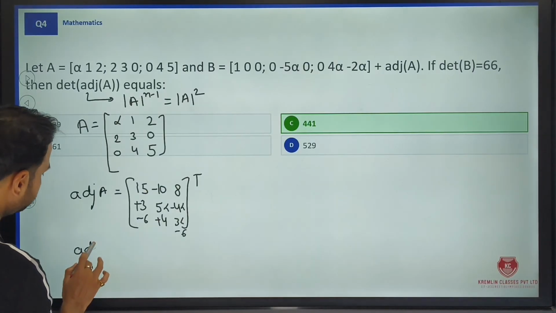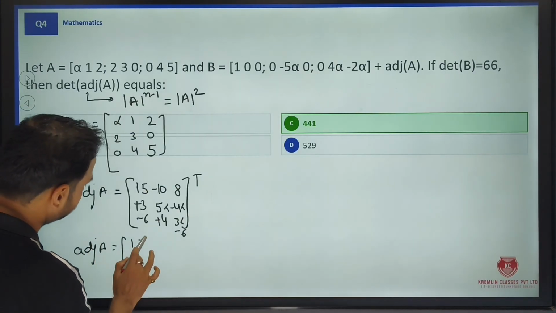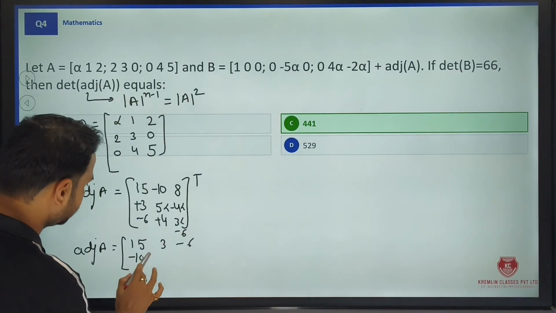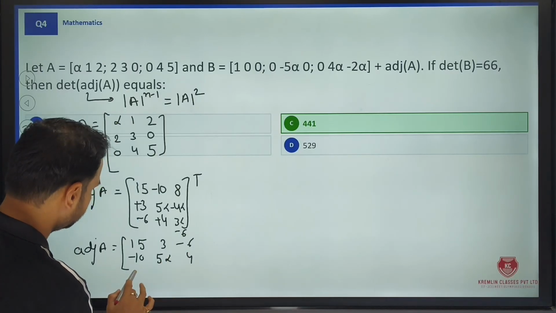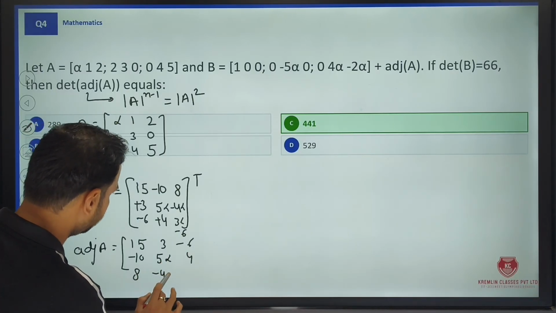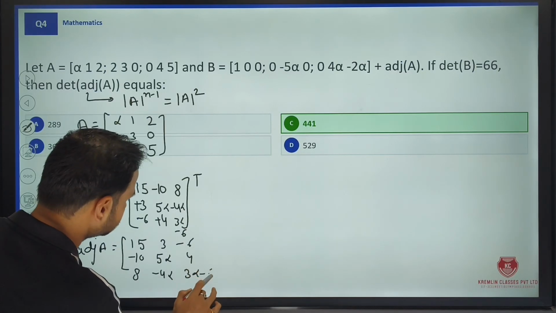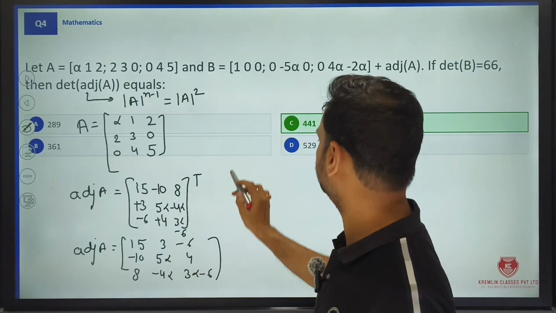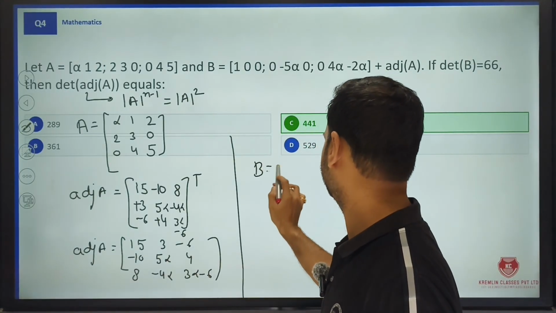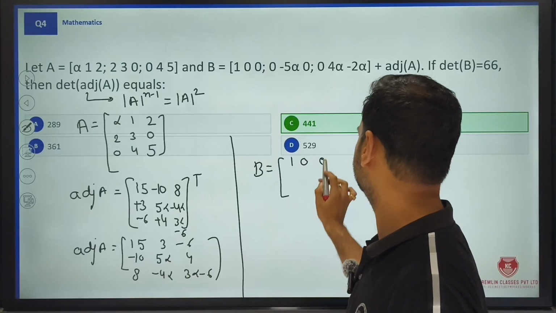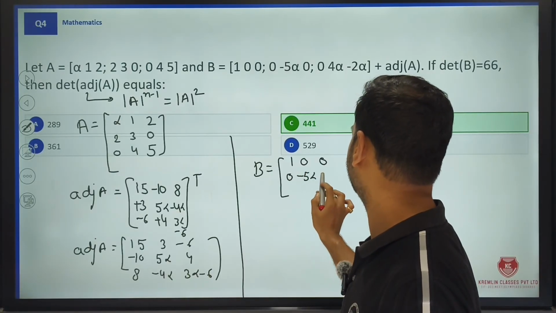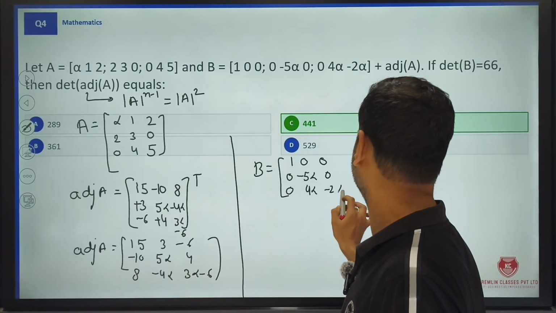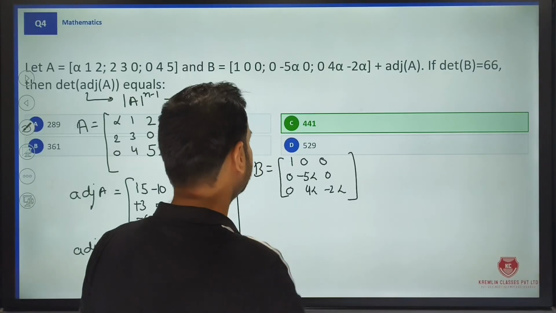So transpose will be adjoint of A. I am writing it completely here. 15, 3 minus 6 minus 10, 5 alpha, 4, 8 minus 4 alpha, or 3 alpha minus 6. So this is the adjoint A. And what we have to find out? B. B we can write it here. B is 1 0 0 0 minus 5 alpha 0 0 4 alpha minus 2 alpha. So this is B plus adjoint of A.